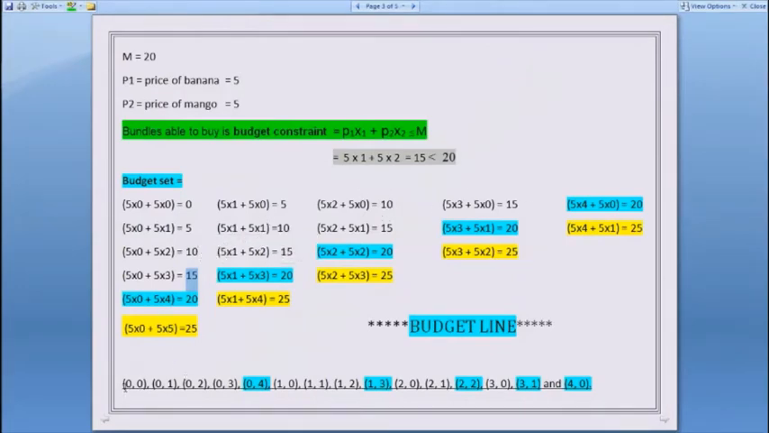So you can spend 0 and 0, buy nothing, or you can buy 0 and 1, 1 mango, or 0 and 2, 2 mangoes, 3 mangoes, 4 mangoes, or only 1 banana, no mango, 1 and 1, 1 and 2. These are the different combinations called bundles, and these are called the budget set. Okay, the budget set. But among these bundles, you'll find 1, 2, 3, 4, 5.